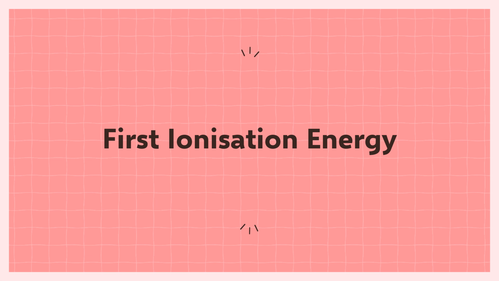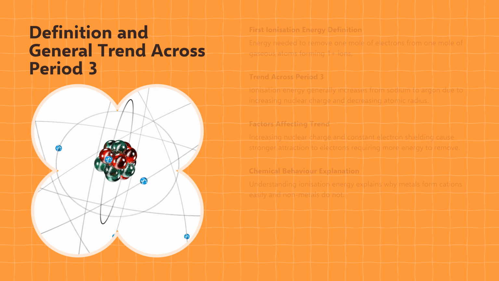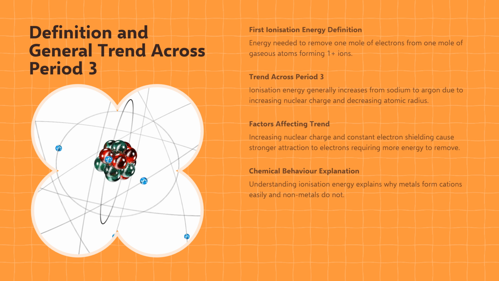Definition and general trend across period 3, explaining anomalies in ionization energy. First, ionization energy is defined as the energy required to remove 1 mole of electrons from 1 mole of gaseous atoms to form 1 mole of gaseous 1+ ions. Across period 3, first ionization energy generally increases from sodium to argon. This trend mirrors the decrease in atomic radius and is caused by increasing nuclear charge with relatively constant shielding.